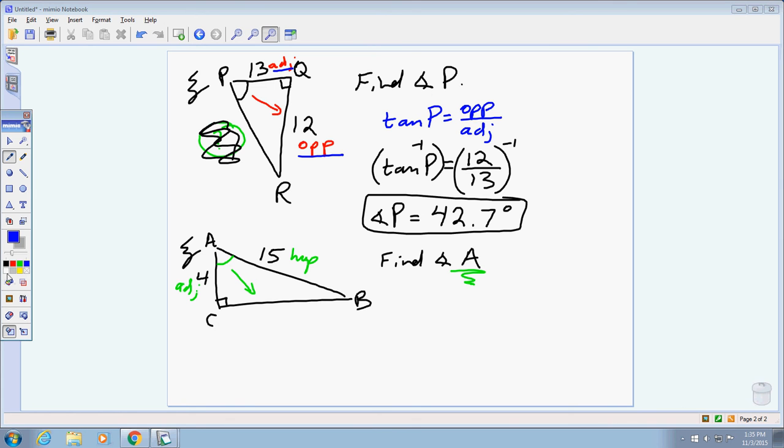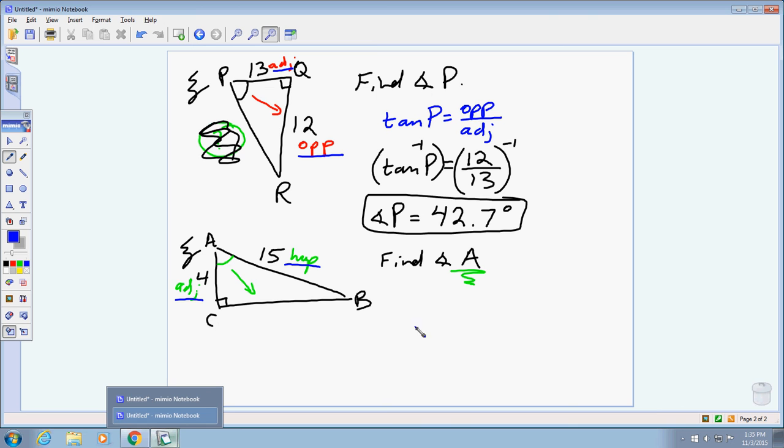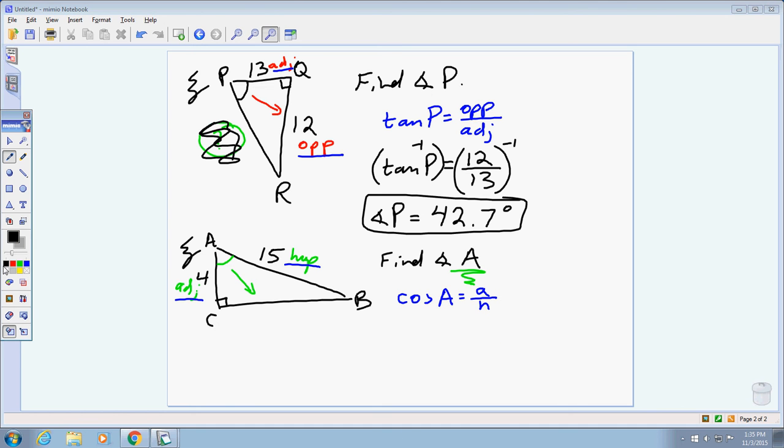So I have to figure out what trig ratio to use now. Which trig ratio uses adjacent and hypotenuse? Happens to be cos, I believe, right? So cos of angle A equals adjacent over the hypotenuse. Substitute the values. When I substitute the values in, I get cos of A equals 4 over 15. And the last step says solve, remembering the second function. So we're going to second function cos.